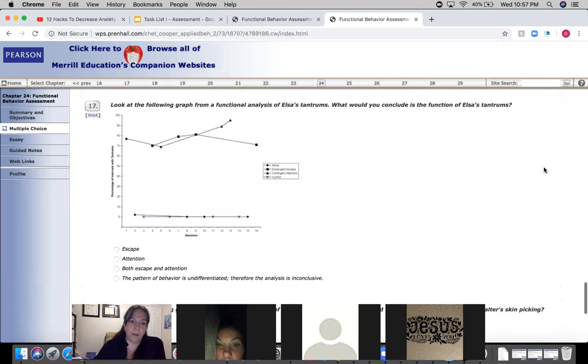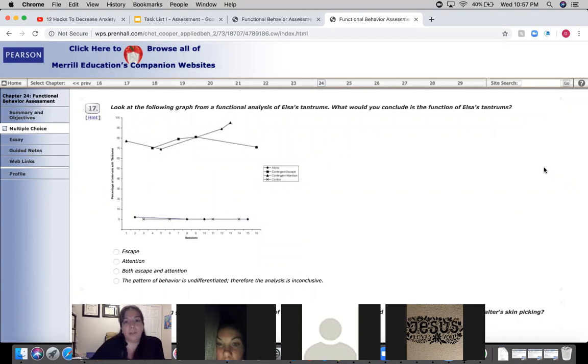All right, 17. Look at the following graph from a functional analysis of Elsa's tantrums. What would you conclude as the functions of Elsa's tantrums? Do you guys see, or is that too small? You can see it. So A is escape, B is attention, C is both escape and attention, or D, the pattern of behavior is undifferentiated. Therefore, the analysis is inconclusive.